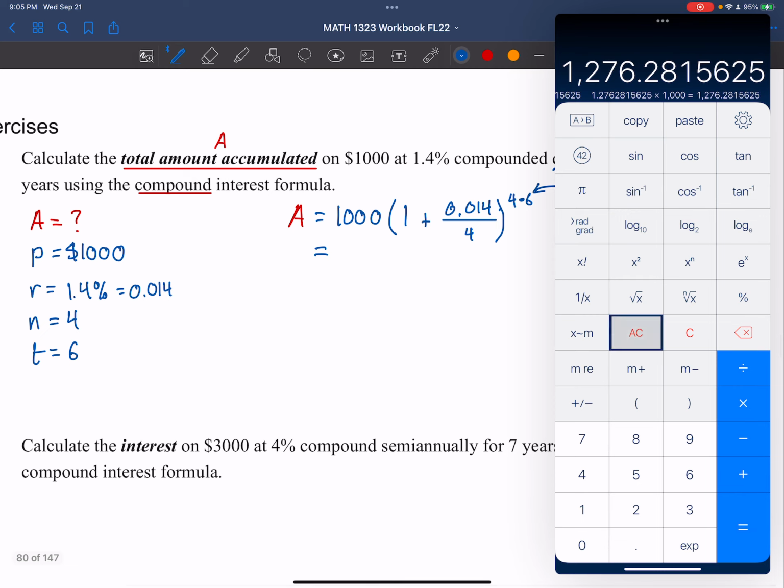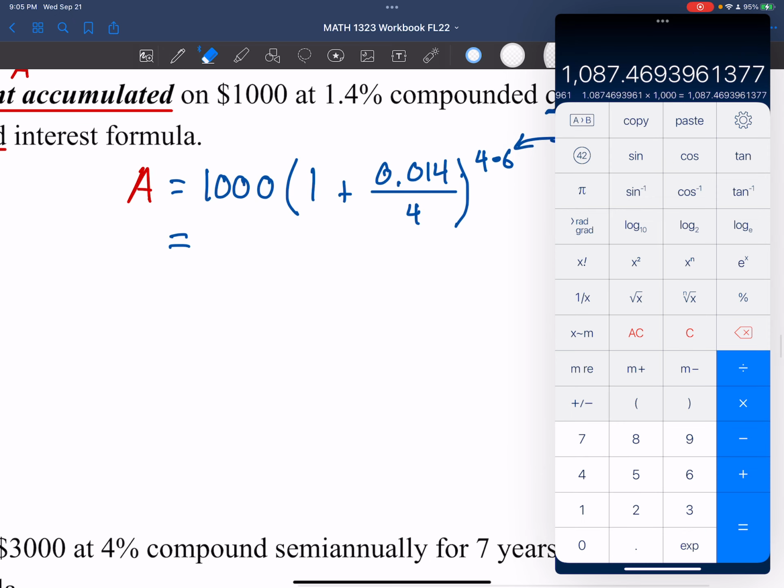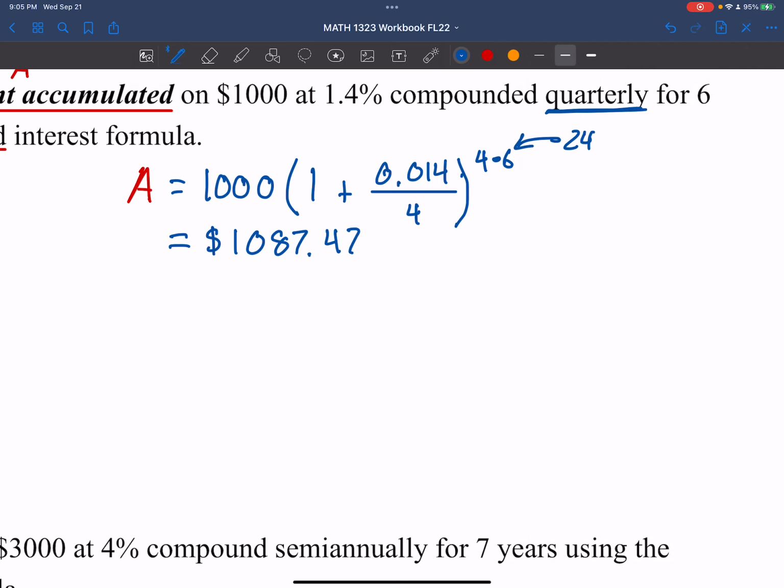I'm going to do it just one piece at a time. So do the fraction first. 0.014 divided by 4, hit equal. Add 1, hit equal. Raise it to the 24, so hit equal. And then finally multiply it by 1,000. So that gives us an account value, or the total accumulated amount, of $1,087.47, just rounding there.